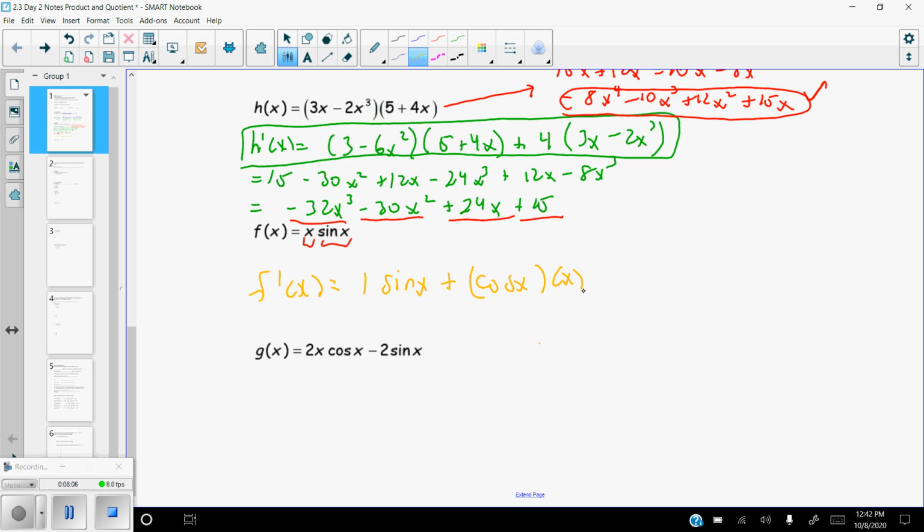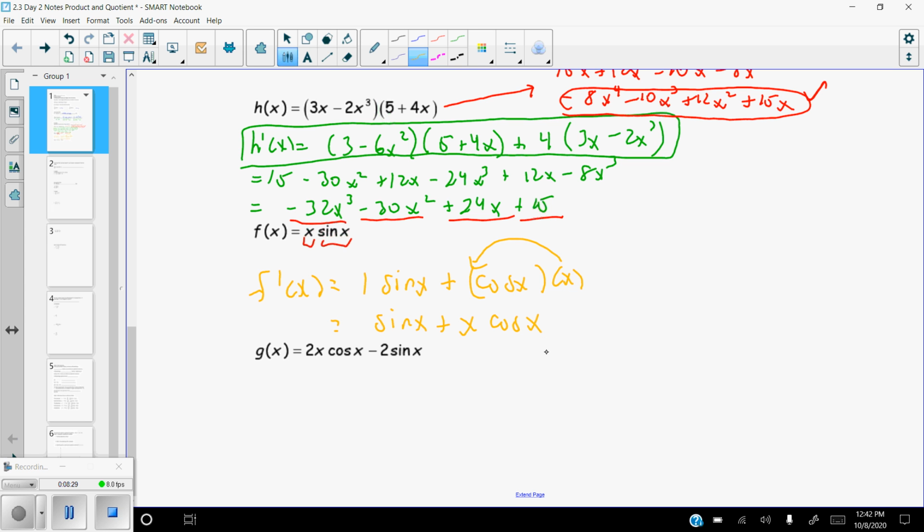The only thing you can do, because that is the derivative, the only thing you can do now is kind of clean it up. Don't really need to have the 1 out in front of sine of x. And typically, for multiplying a polynomial times a trig function, we're going to put it in the front. So that'll just become x cosine of x. And that is your derivative of f of x.